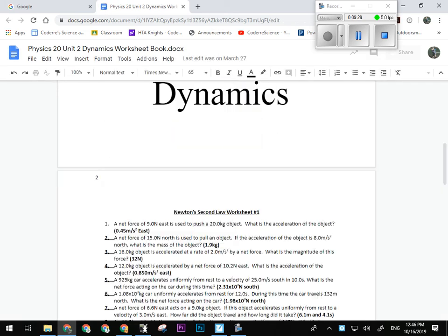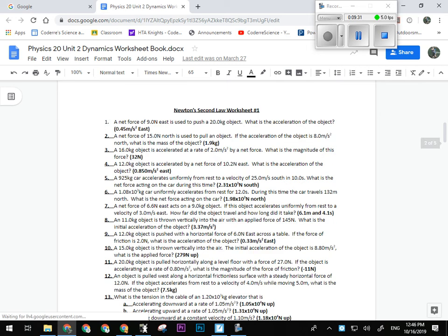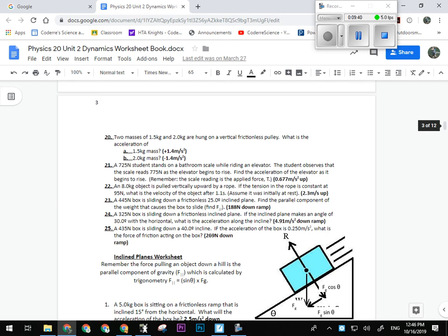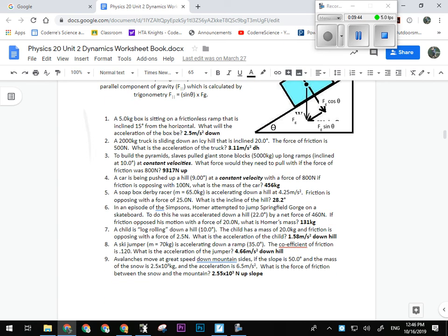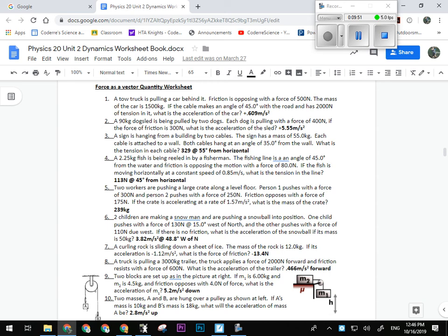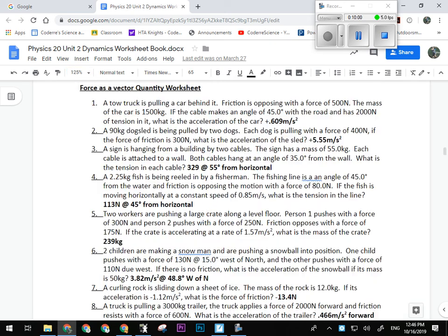Okay, so on Friday, we started working on this Newton's second law worksheet number 1, and we were doing the super easy F equals m times a questions to start it off. We just did question number 23, and then I made up another one. What I want you guys to try right now are actually ones off of this force as a vector quantity worksheet. So I want you guys to try question number 1 right now, and then we'll work through that one together because it's going to involve some vectored forces.